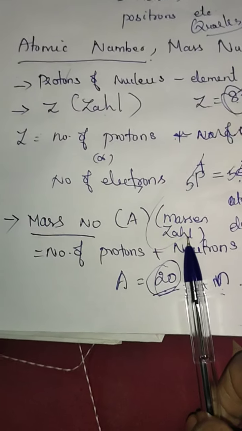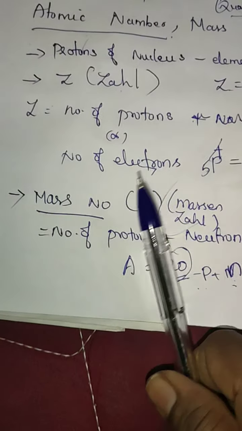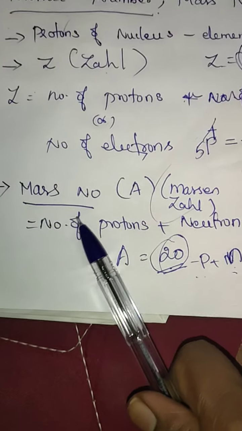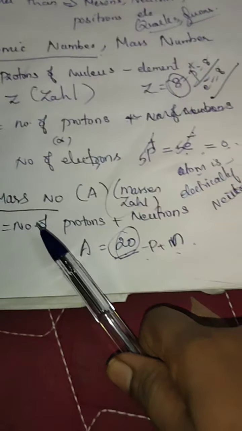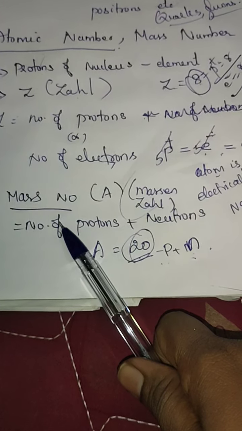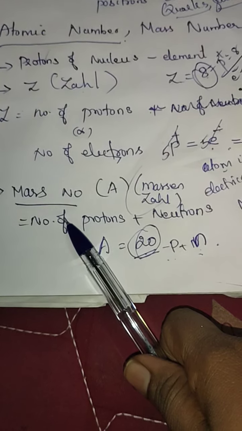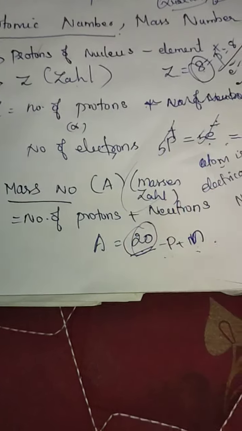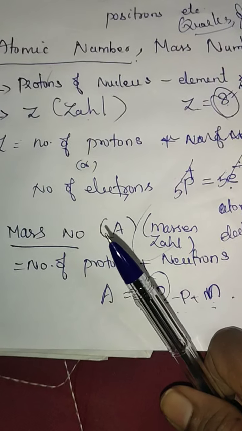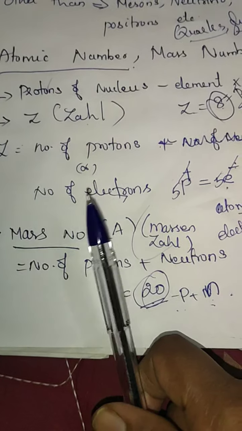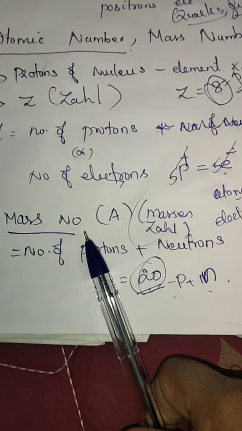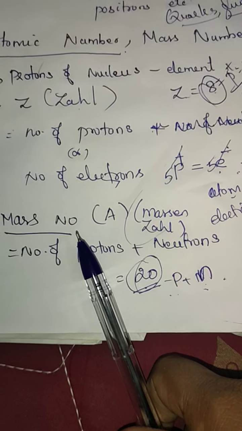So mass number is denoted by the letter A. Here, the mass number we already studied. Which part gives mass to an atom? The mass of an atom totally depends upon the nucleus. It is totally dependent upon the nucleus. Mass number is denoted by the letter A, and I said that an atom totally depends upon the nucleus for its mass, isn't it?